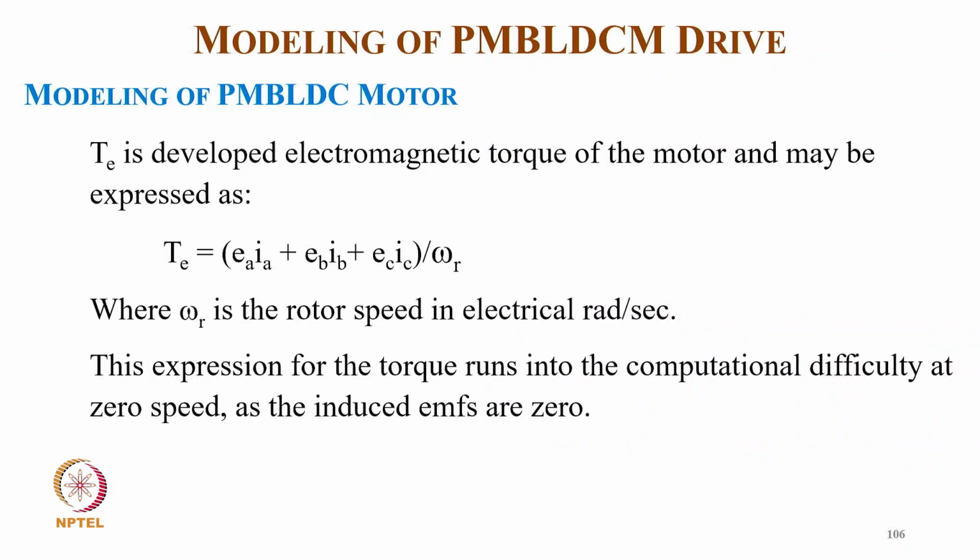TL is the load torque, and T is the developed electromagnetic torque of the motor, and may be expressed as T equal to (EA IA plus EB IB plus EC IC) divided by omega r, where omega r is the rotor speed in electrical radians per second. This expression for the torque turns into a computational difficulty at zero speed as the induced EMF is zero.